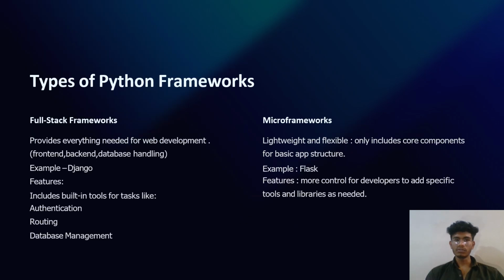Now we will proceed to the types of Python frameworks. There are two types of Python frameworks. One is full stack frameworks that include everything. The second one is micro frameworks, which are a lightweight and flexible version of the framework. A full stack framework provides everything needed for web development, including front end, back end, database handling, everything. An example of a full stack framework is Django.